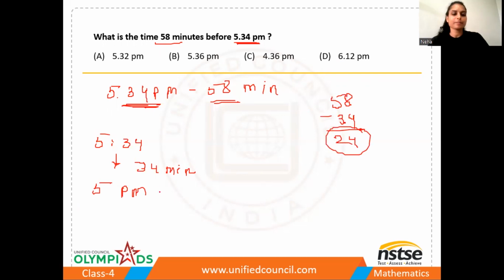58 minus 34, 24 minutes are left. Now we have to subtract 24 minutes from 5 p.m. So if I subtract 24 minutes from 5 p.m., what will be your answer, my dear students? Just subtract 24 from 60, which is 36.